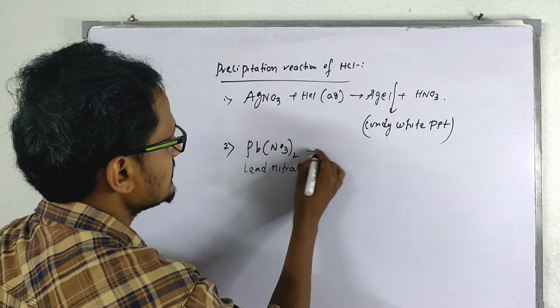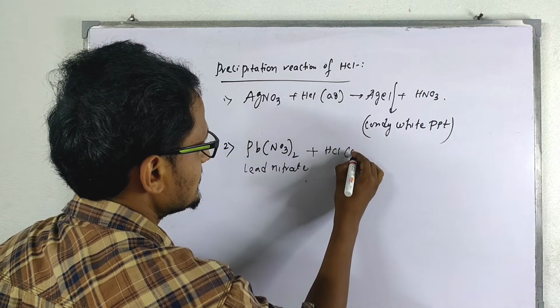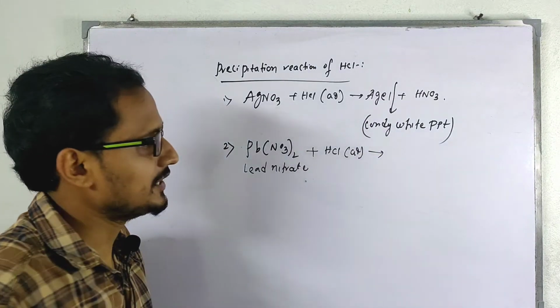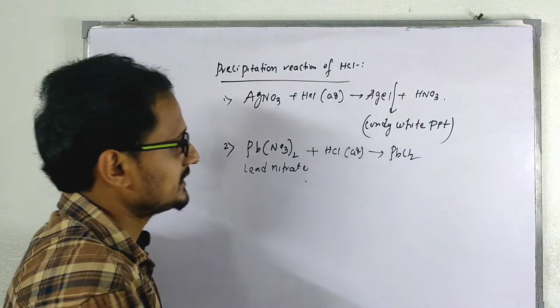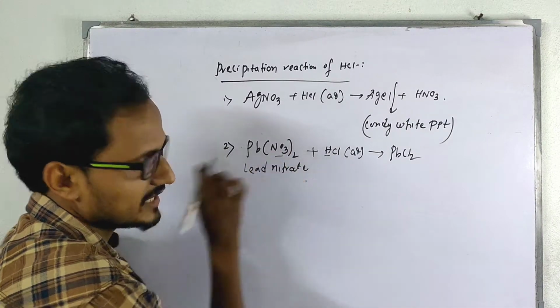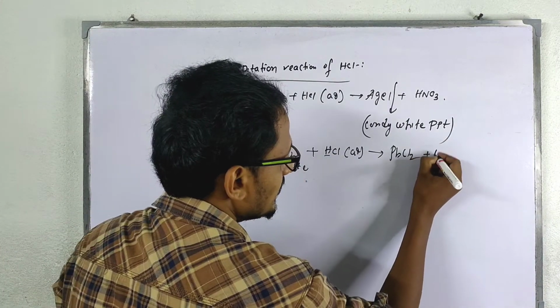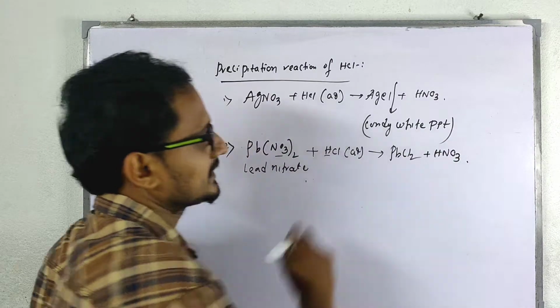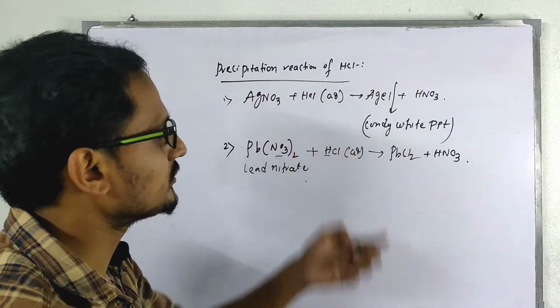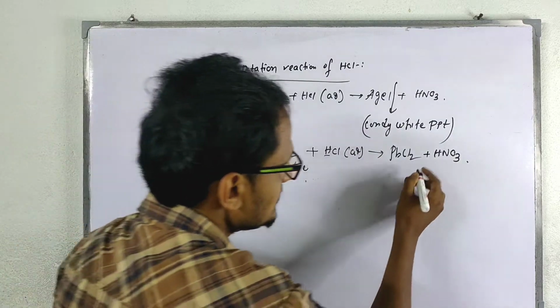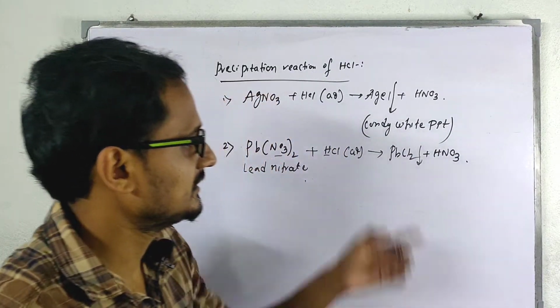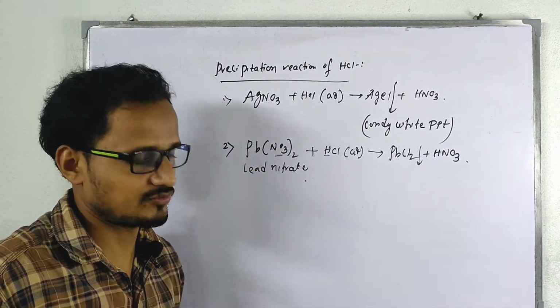Now when this lead nitrate reacts with aqueous HCl, it will form lead chloride, PbCl2, and the hydrogen will combine with the nitrate ion to form HNO3. Okay, now if you want to balance, you can do. So these are the two. This is also a precipitation reaction, precipitation of lead chloride.